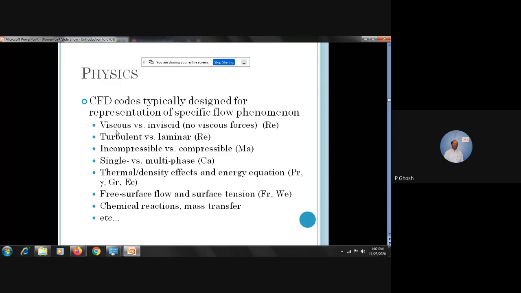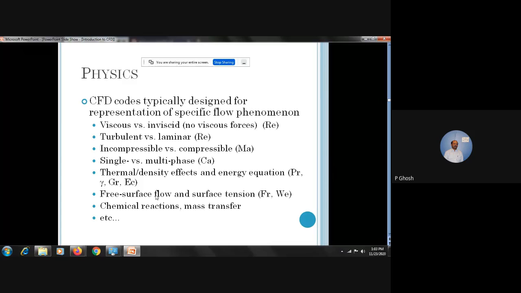So viscous or inviscid, turbulent or laminar, incompressible or compressible based on Mach number, single versus multi-phase flow where the capillary forces or surface tension are going to take a dominant role. Boiling is an example. Thermal density means natural convection, where basically the Prandtl number, the gamma, the Grashof number, the Eckert number, etc. are going to take a major role.